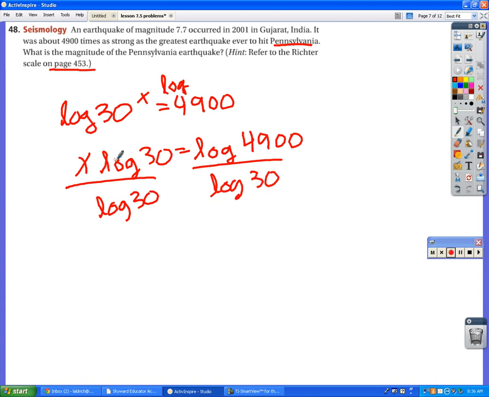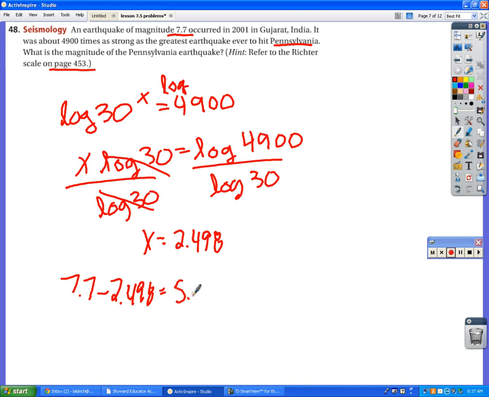Does anyone have that on their calculator? 2.498. So that means the earthquake that hit Pennsylvania would be 2.498 less on the Richter scale than this one. So how do we figure out what the Pennsylvania earthquake measured? You need to subtract: 7.7 minus 2.498 gives us about 5.2. So about 5.2 is what that one would have measured.